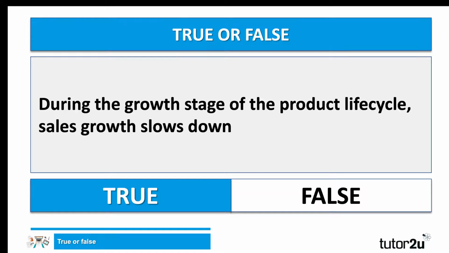Last one. During the growth stage of the product life cycle, sales growth slows down. Is that true or false? Think about what we'd expect to see in the growth stage in terms of interest, sales revenue. I think resoundingly, we've got false coming through here. And again, another excellent justification.